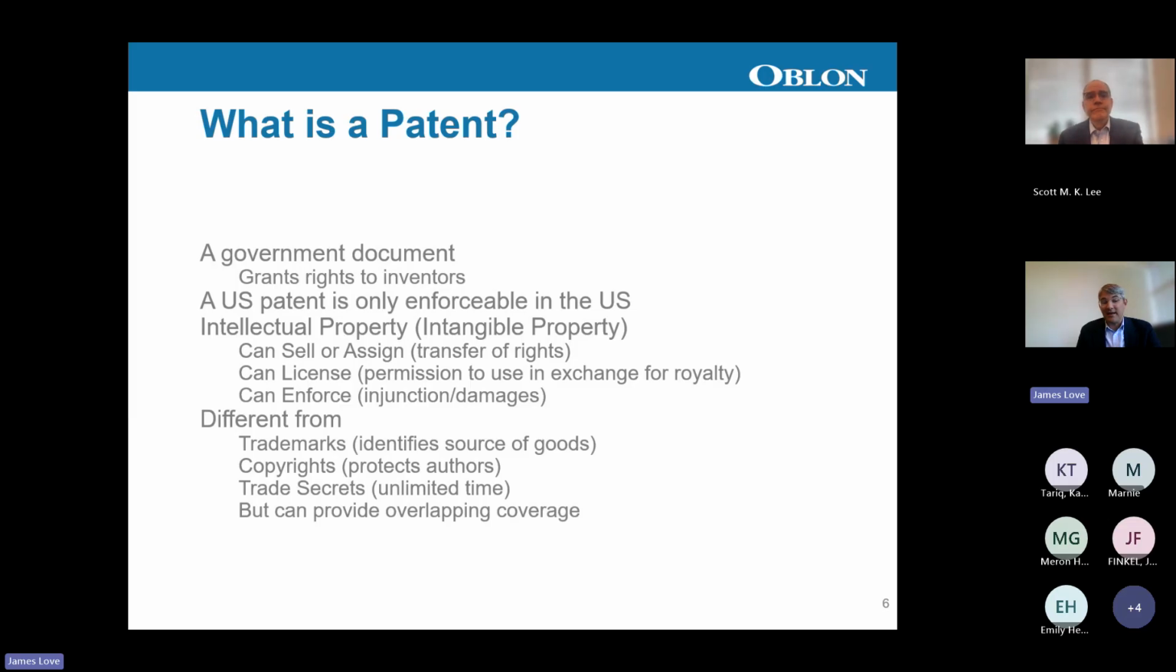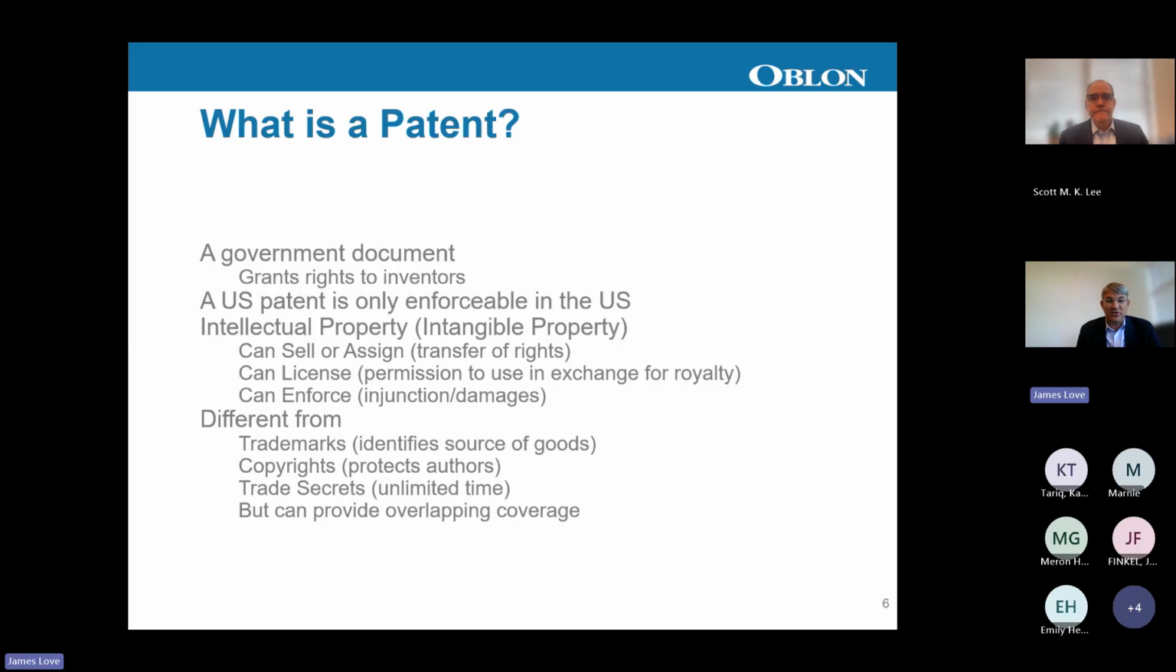So because a patent is intellectual property, right? It's intangible property, you can actually sell or assign these rights, right? You can license them, you can enforce them with a patent lawsuit. But remember, it is rights. You can potentially mortgage your patent because if it has some value.